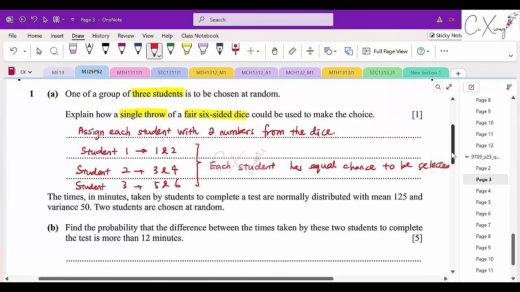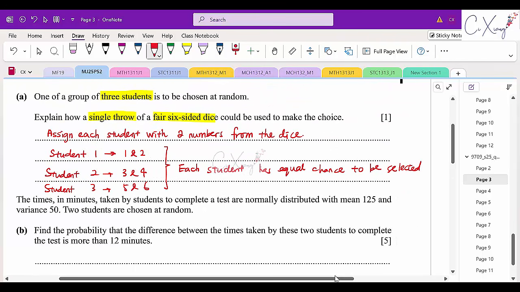So in this case, when you have 3 students and you throw a fair 6-sided dice, it will be a good choice to choose the student. As long as you mention the equal chance in your solution, and explain that every single student is assigned 2 numbers which are not repeated, so they have an equal chance to be selected, then it will be fine. So the answer should be in this direction.